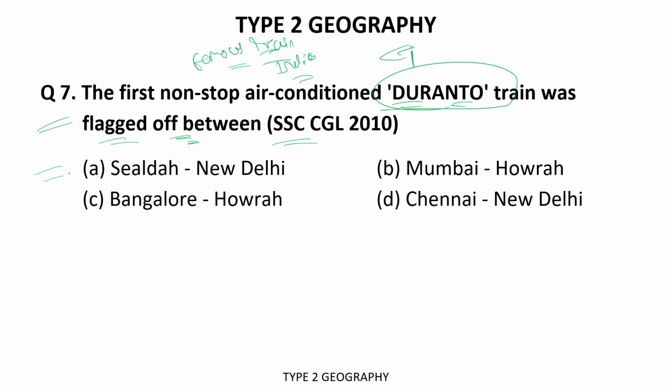Your options are Sealdah to New Delhi, Bangalore to Howrah, Mumbai to Howrah, and Chennai to New Delhi. You are going to have 30 seconds to answer this question, and your time starts now.